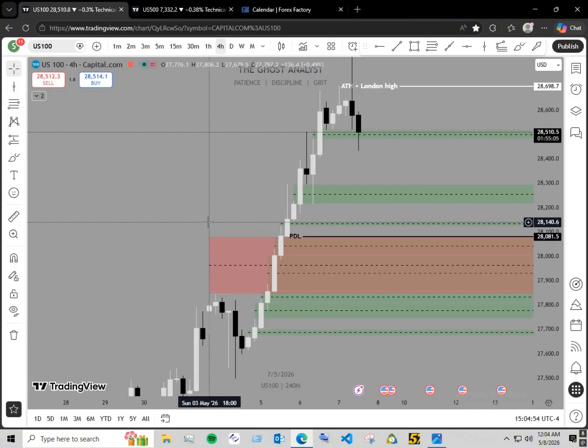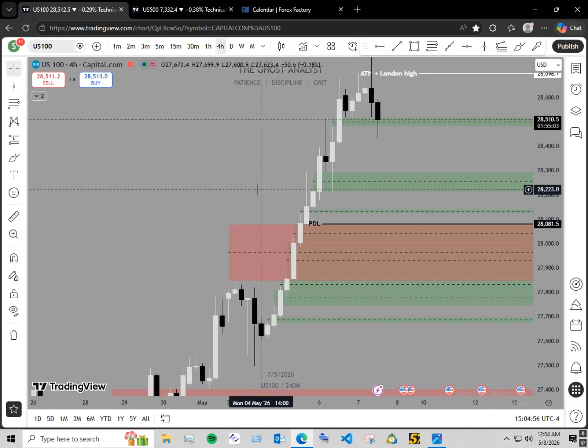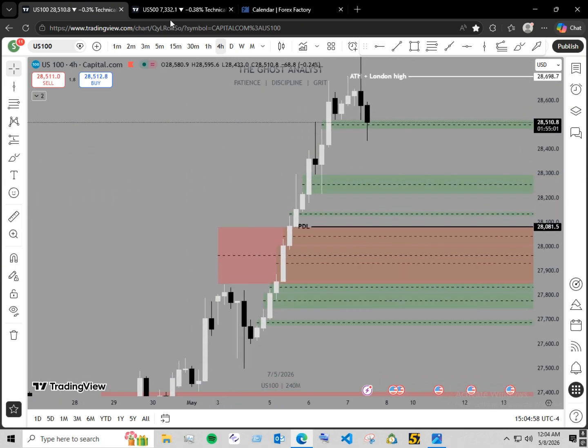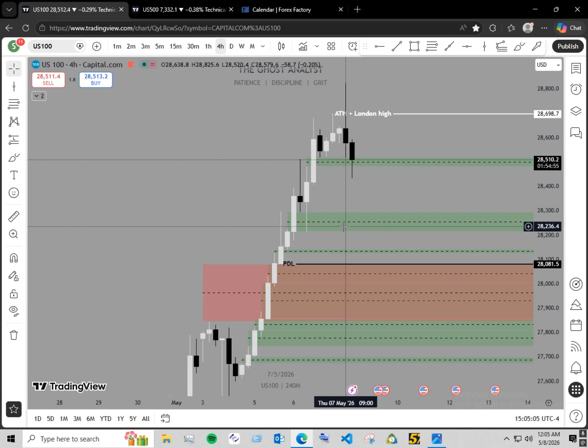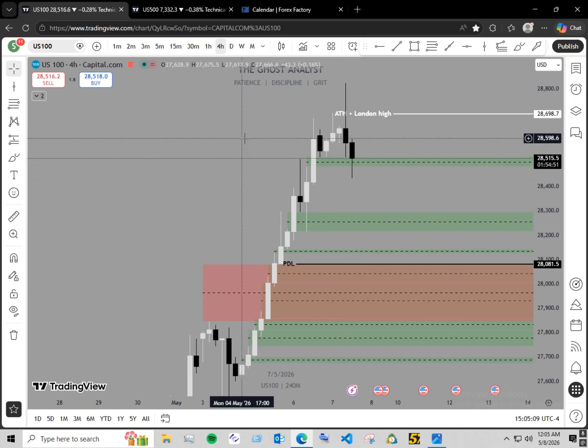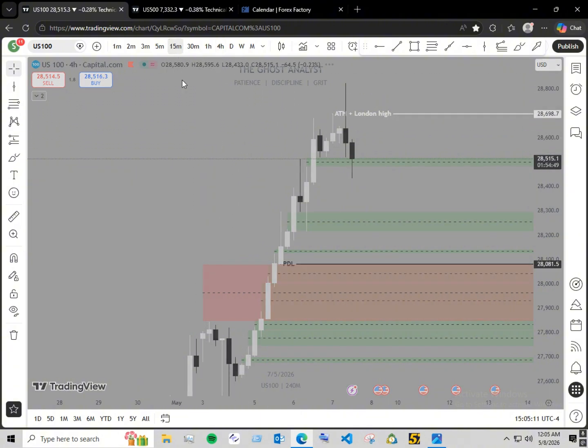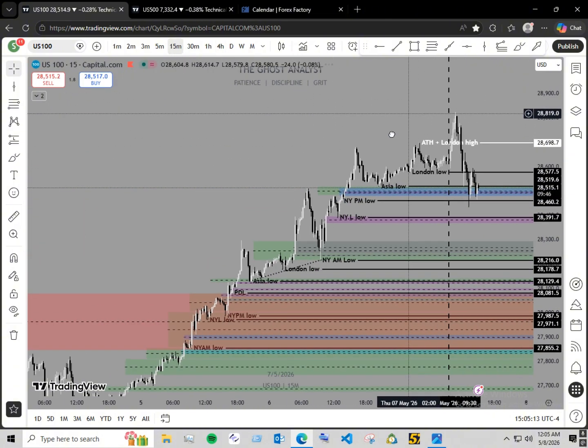If we go on to the 4-hour time frame, obviously we are bullish for so many weeks now on both US 100 and US 500. So there was no need to take unnecessary shorts until you are presented with a clear setup, and that is what I did today. I took shorts. So first of all, let's go down in the 15-minute for a better structure.